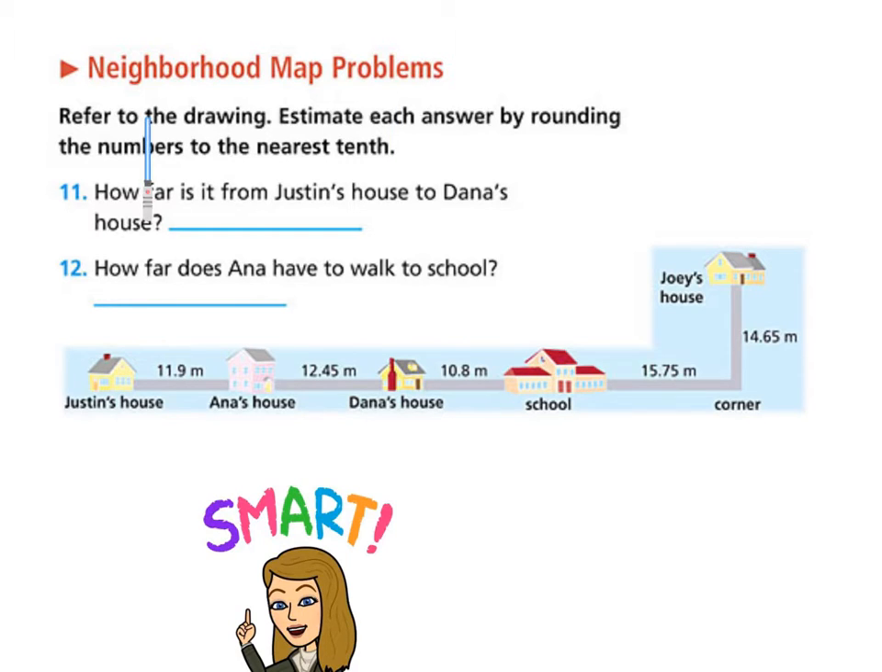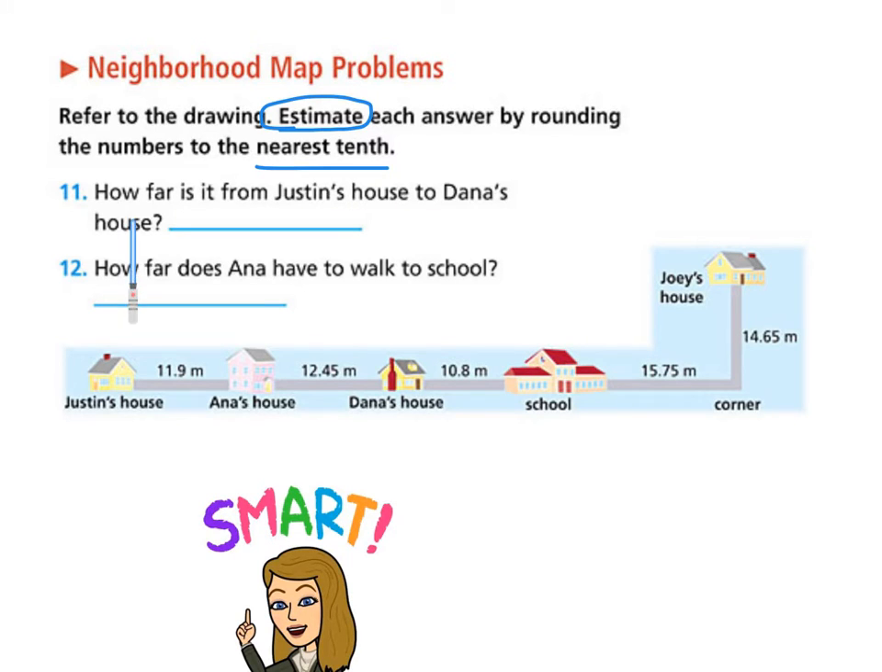A lot of times we'll use different map problems with decimals to solve questions. So we're going to refer to the neighborhood map drawing, and we're going to estimate, keyword, estimate each answer by rounding the numbers to the nearest tenth. Okay, if I would have missed that, I would have accidentally done the exact answers. So I'm going to circle that word. And I'm also going to underline that I have to round to the tenths place.